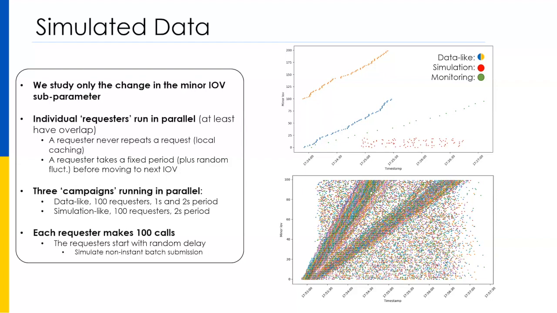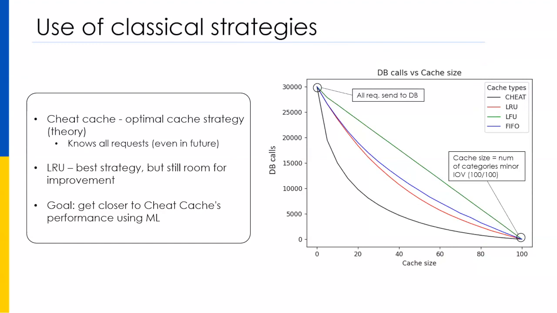And then I also need to mention that we have only 100 categories, like 100 minor IVs in our dataset, and as a result, we have around 30,000 requests, the length of our dataset. Based on it, we're trying to check our classical strategies. In our case, it's LRU, LFU, and FIFO. We also checked others, but they're not as good as these.